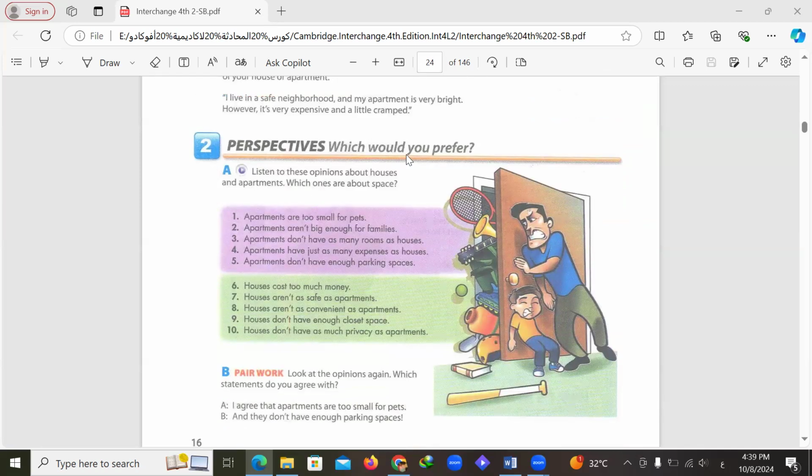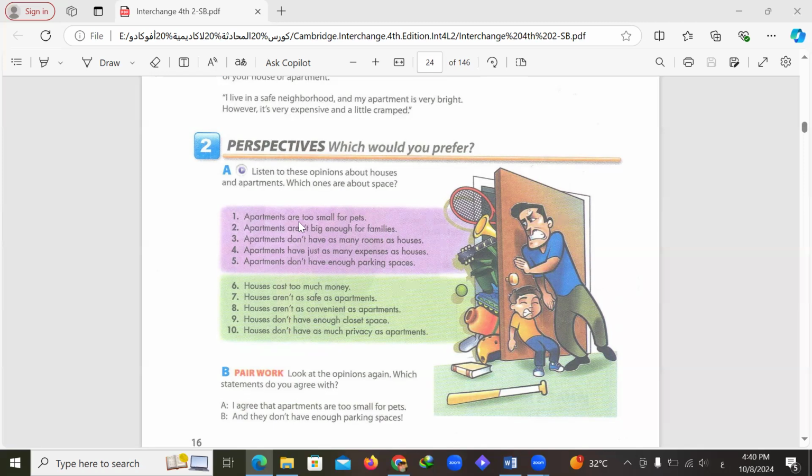Perspectives. Which would you prefer? Listen to these opinions about houses and apartments. Which ones are about space? Okay. At our Telegram channel, you can use our audio source for this part and listen to it from a native speaker. But here I will help you to read it. I will stop after each sentence to let you repeat after me.